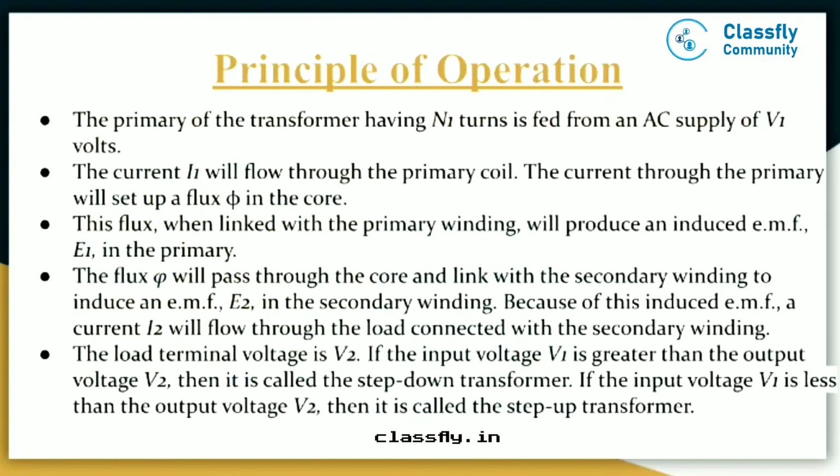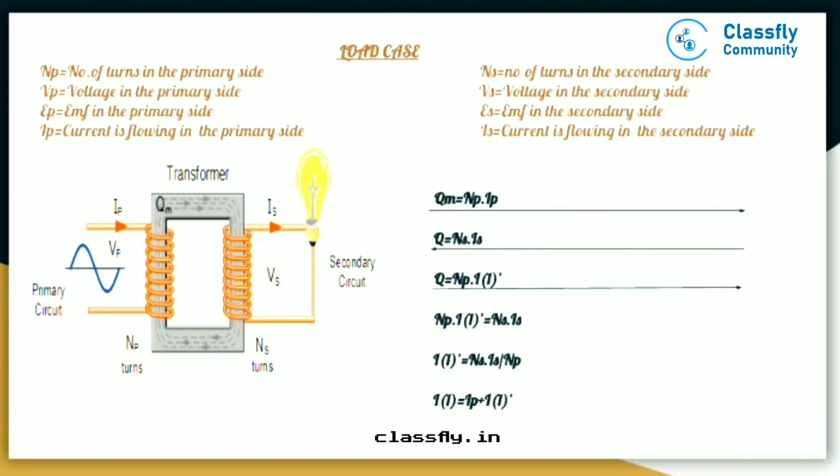Okay. Next statement says that the current I1 will flow through the primary coil. The current through the primary will set up a flux phi in the core. So let's see again. One flux is moving, this flux will be your phi, and this I1 will be your primary current. So this is the second statement.